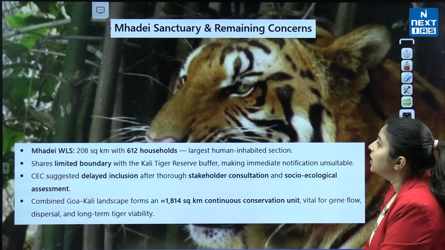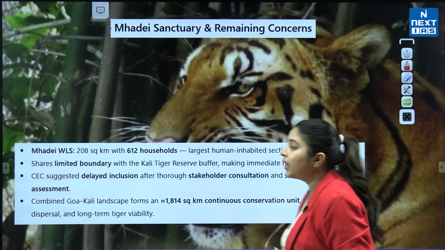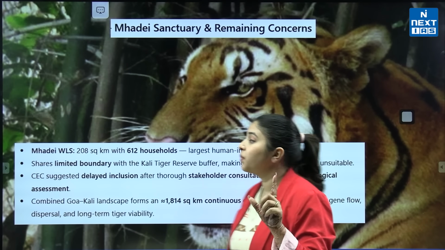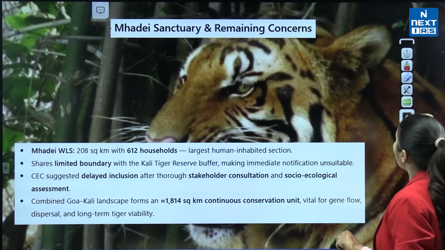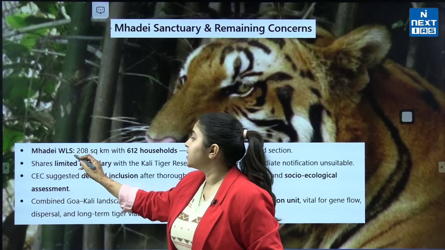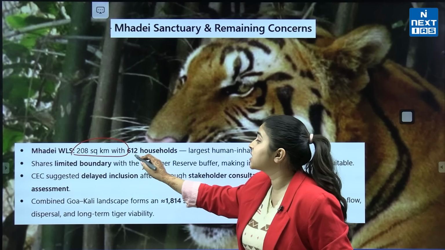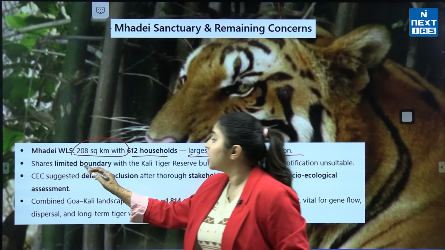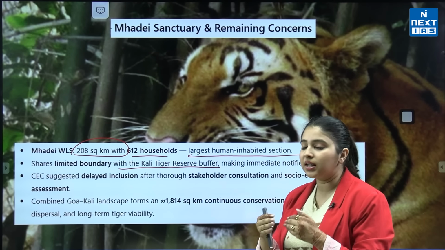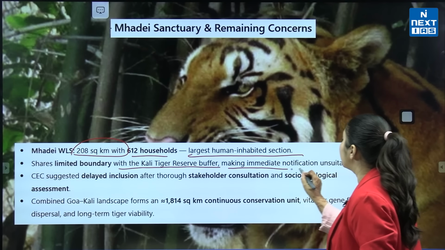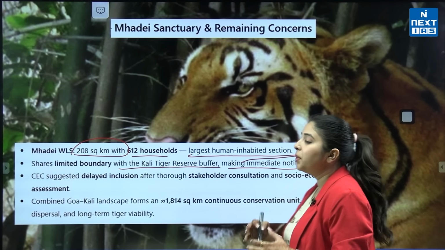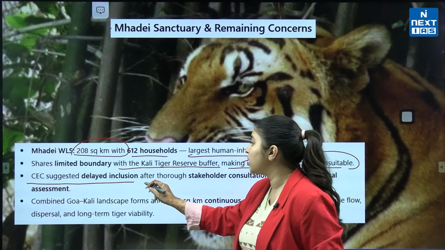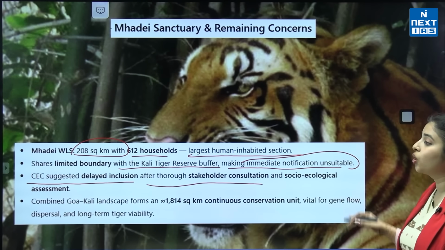let us talk about the Mahadei Sanctuary and remaining concerns. Now, Mahadei WLS is the most important area among all these 5 areas because it has the largest number of households. Mahadei WLS is 208 square kilometers with 612 households, the largest human-inhabited section, and it shares a limited boundary with the Kali Tiger Reserve buffer. So it doesn't share a lot of boundary with it, making immediate notification unsuitable. So the immediate notification should not happen for Mahadei WLS. CEC suggested delayed inclusion after thorough stakeholder consultation and socio-ecological assessment.